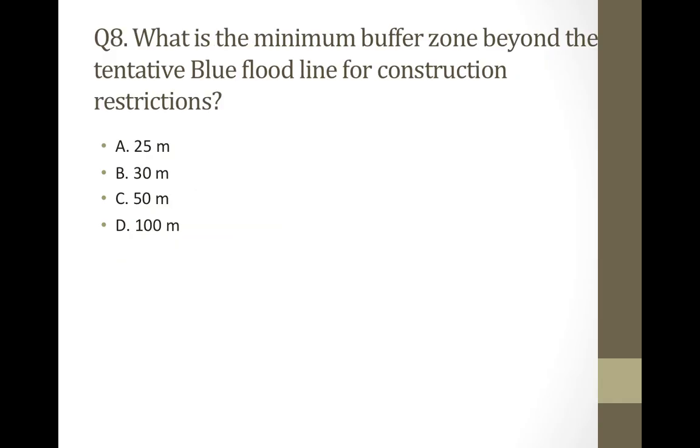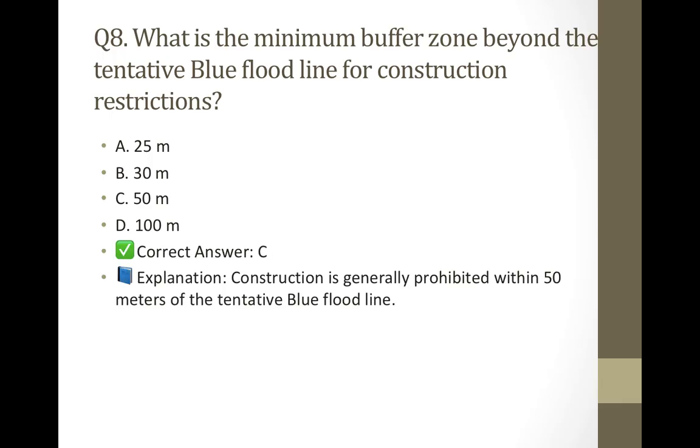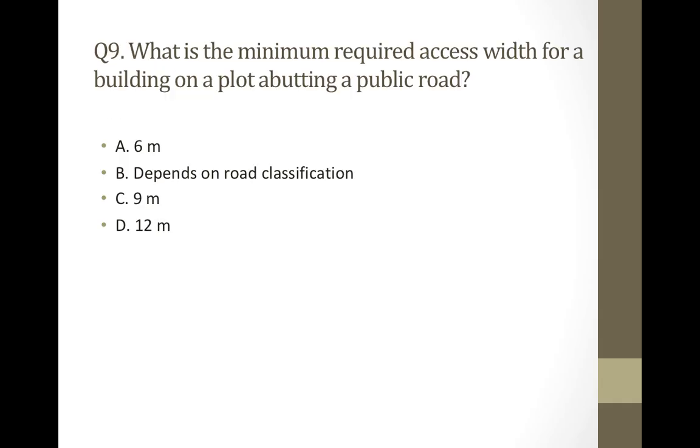Question 8, what is the minimum buffer zone beyond the tentative blue flood line for construction or reconstruction restrictions? Option A 25 meters, option B 30 meters, option C 50 meters and option D 100 meters. So correct answer is option C, that is 50 meters. Construction is generally prohibited within 50 meters from the tentative blue flood line.